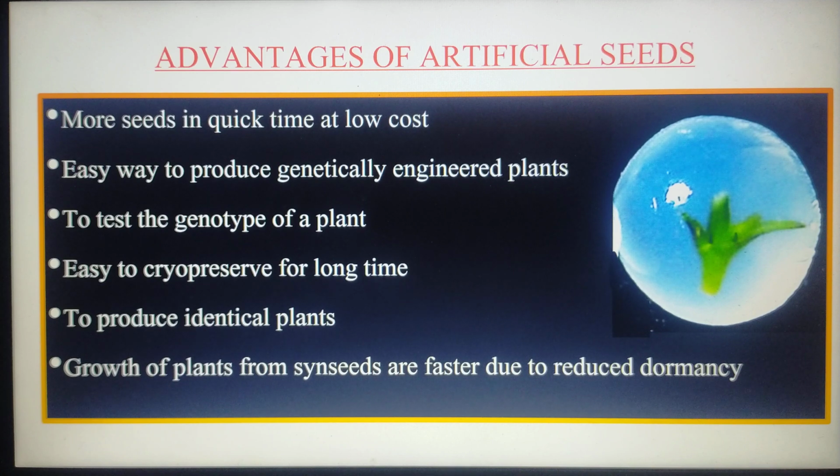Hybrid varieties can be produced. That is why it is mentioned here: an easy way to produce genetically hybrid plants. And the genotype of the plant, right? Genotype refers to the genetic constitution of an individual. The gene content of the plant can be easily studied, whether the parent and the offspring, or the vegetative individual formed by PTC, are exactly similar. The genotype can be studied in such a way, and it is easy to cryopreserve for a very long period of time. After longer preservation, we can regenerate it without any problem, right?